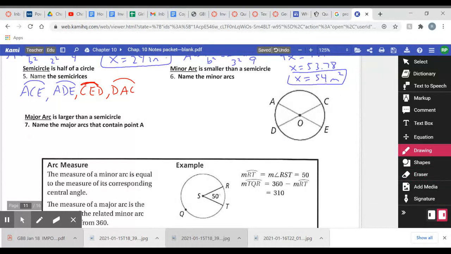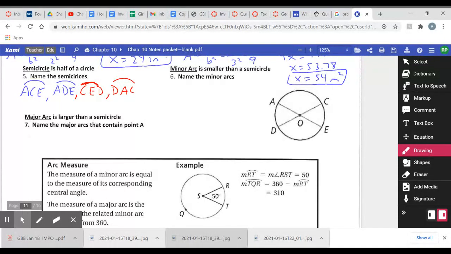Okay, and a minor arc is going to be smaller than a semicircle, so it's something less than 180. A semicircle is exactly half the circle, so that is 180 degrees. We already talked about the other day that 360 is all the way around the circle, so half is going to be 180. Basically, a diameter is what cuts the circle in half and creates those semicircles.